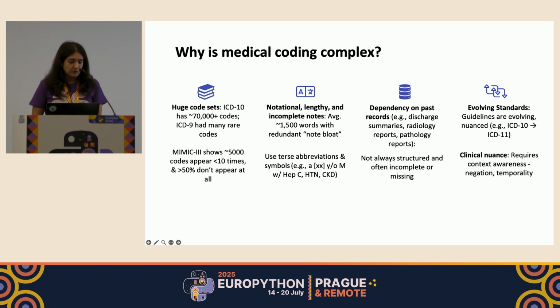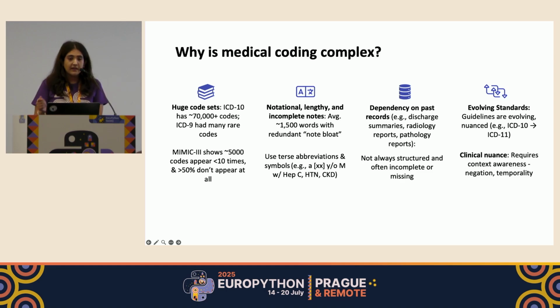Now, I also want to touch base on why medical coding is complex. It is mostly because the code sets that I talked about, the ICDs, are very huge. ICD-10 today contains more than 70,000 codes. ICD-9 has a lot of rare codes, so there are different ICD categories as well, and they keep changing.